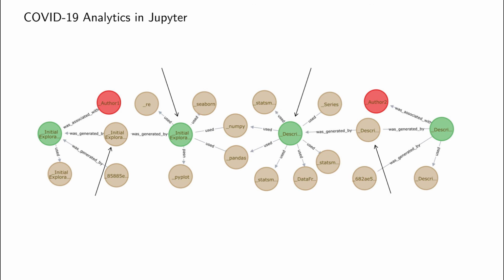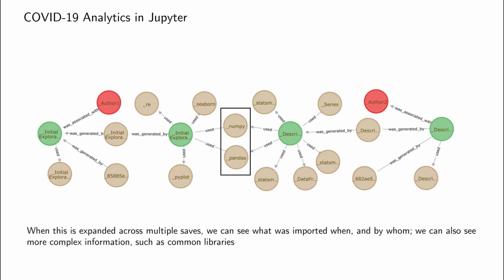And we can see that the current state of the notebook is defined by the inputs that are there. And again, here we can see important reproducibility information. We can see who imported what when, especially when this substitution is combined with others. And we can also see more complex things, such as common libraries.